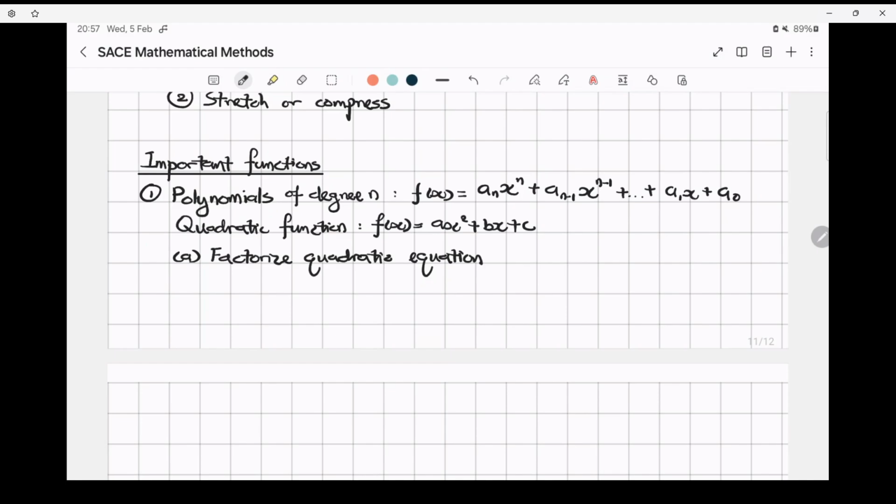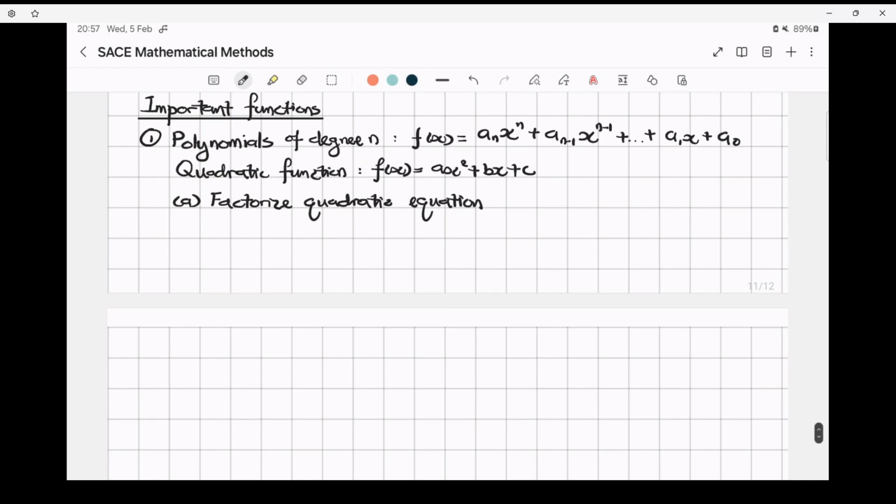So there is this direct way of factoring, and then there is what we call completing the square, and then there is what we call using the formula. So let's try one example. Let's say you have x squared plus 2x minus 3 equals 0.